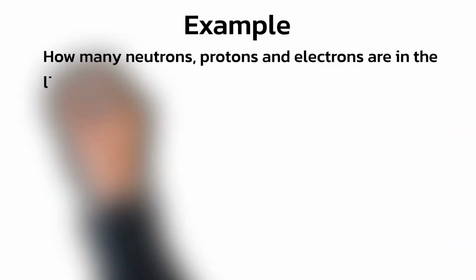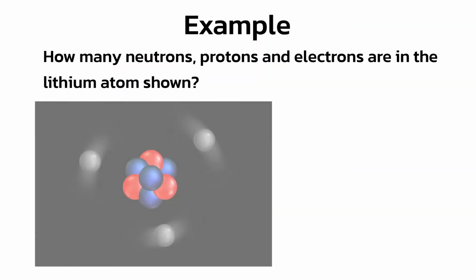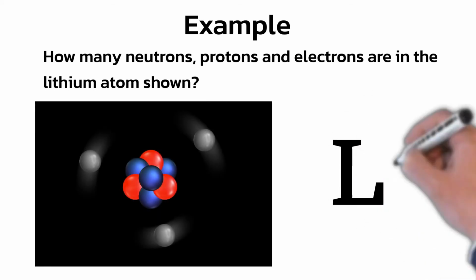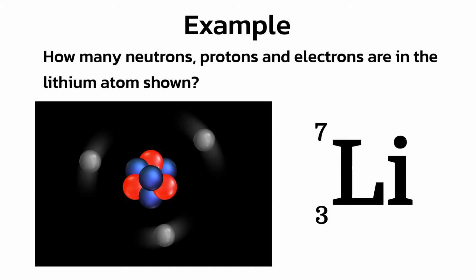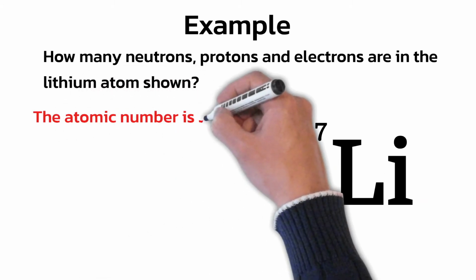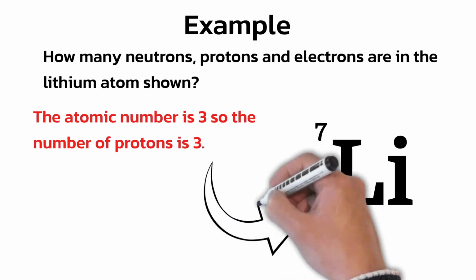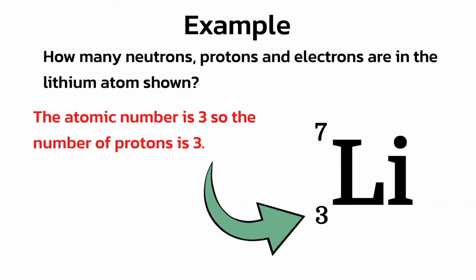Let's look at an example. Lithium is shown on the periodic table with the numbers shown here. How many neutrons, protons and electrons are in this lithium atom? The atomic number, shown at the bottom of the chemical symbol, is 3. This is the same as the number of protons, so that's also 3.